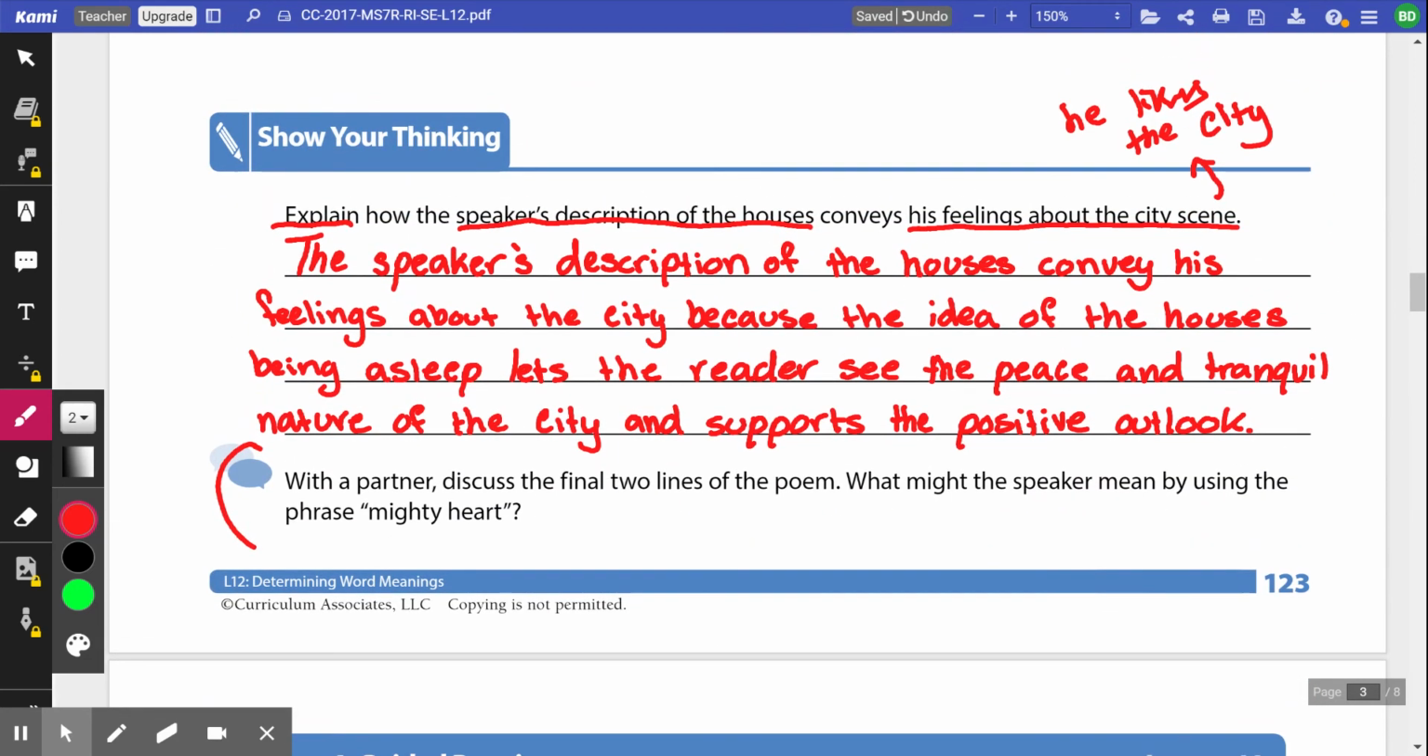We already know that he has a positive outlook. He has a positive opinion of the city. So that should help you out. If you'd like to let me know what you think, I'd love to hear your answers. If you don't want to let me know, I just ask that you think about it and see what you can come up with.